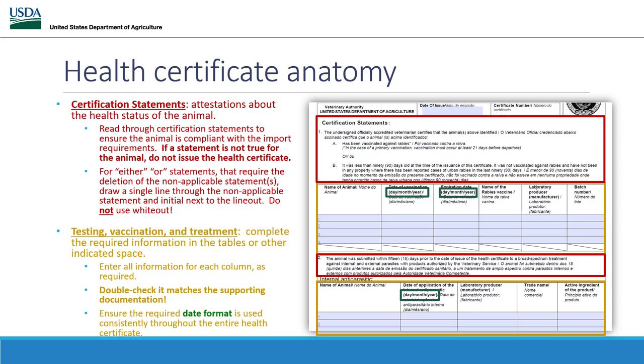This is also where some countries may require the date of vaccination, test, or treatment to be recorded in a specific date format. So watch for when that is required and ensure you consistently record all dates in the required format throughout the health certificate. If this were the certification statements required for our example dog traveling to Costa Rica, here's how the fields would be completed. Note how the dates are recorded in the required day, month, year format.